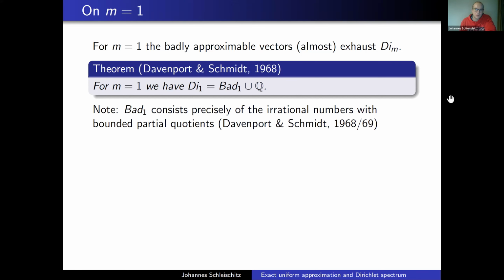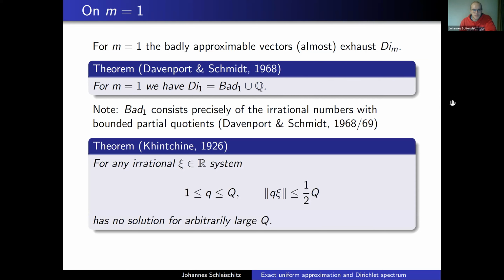For one-dimensional numbers, you can also characterize the badly approximable numbers in terms of partial quotients in the continued fraction expansion. All of these results are from the late 60s, as you see. And an even much earlier result tells you that for an irrational real number, again the setting M equals 1, when you put C equal to 1/2, then it will not work that this has a solution, at least for a certain large Q.